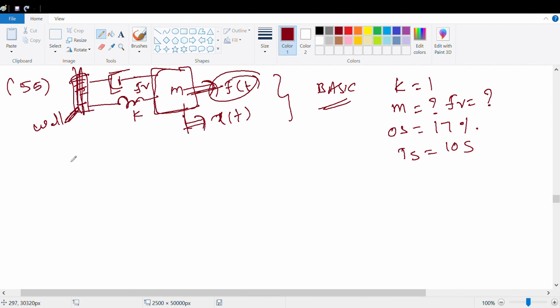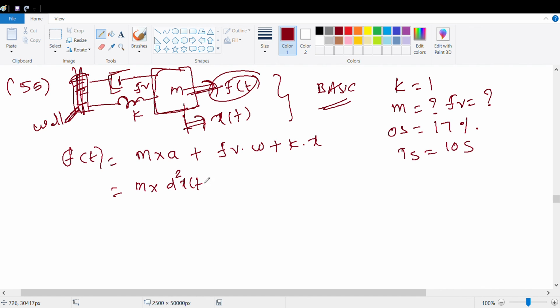Therefore, from Newton's law, force f of t equals mass times acceleration plus damping times velocity plus spring constant times displacement. Acceleration means d square x of t by dt square, two times differentiation of displacement. Fv times velocity means one time differentiation of displacement, and k times x of t.